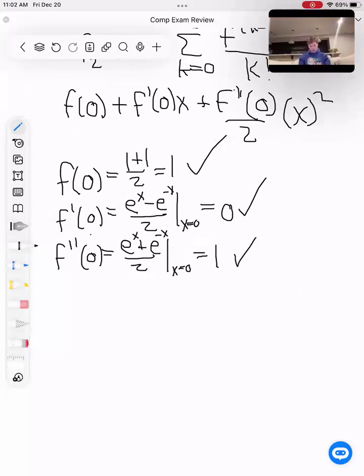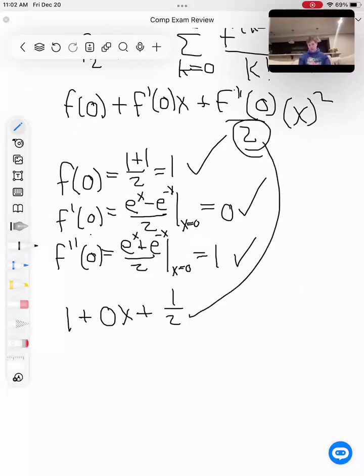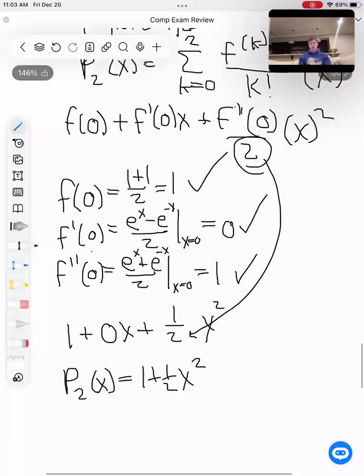All right. So f of 0 is 1, and f prime of 0 is 0, which is going to be plus 0x. We don't necessarily need to write it, and I'll simplify it down at the end, but plus 1 over 2, don't forget this term here, that's where that 2 is coming from, x squared. So to simplify that, we have p2 of x is just going to be equal to 1 plus 1/2 x squared. And that is the second degree Taylor series approximation for this function here.